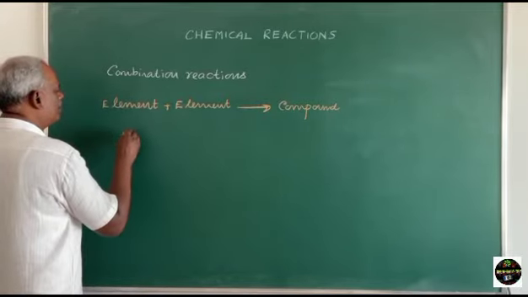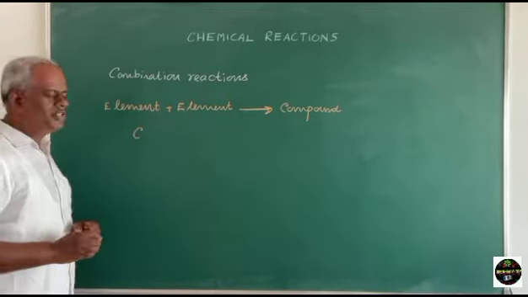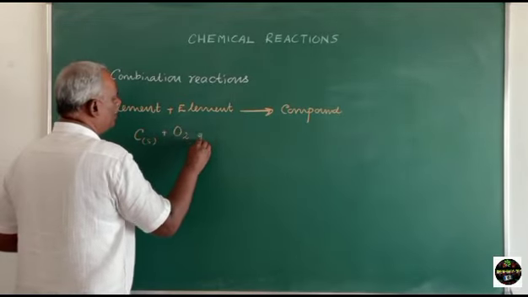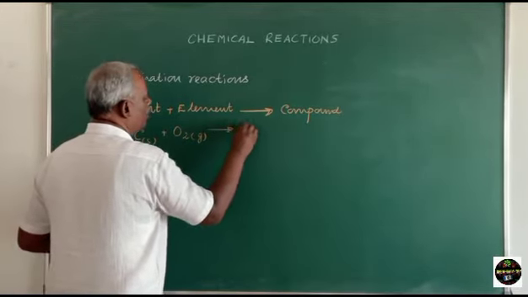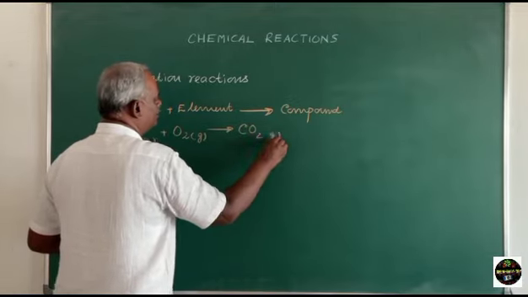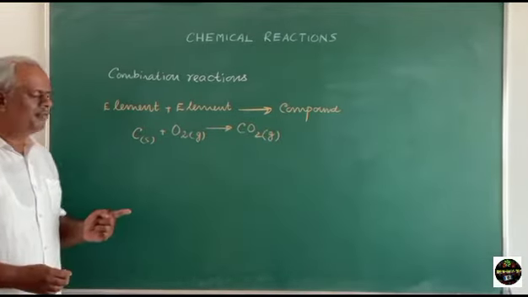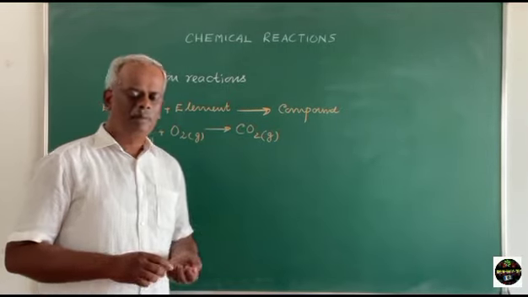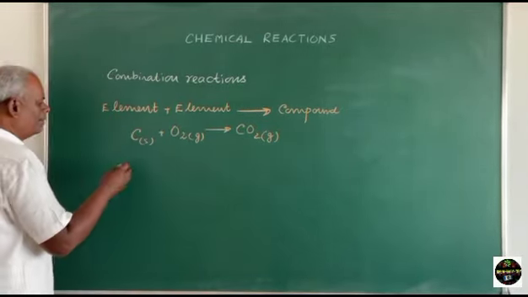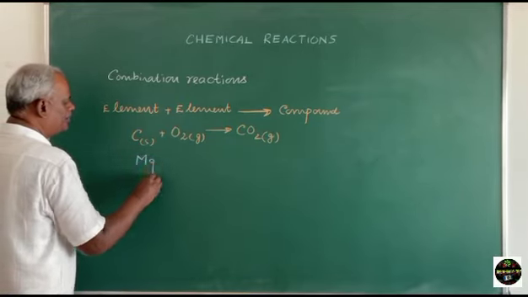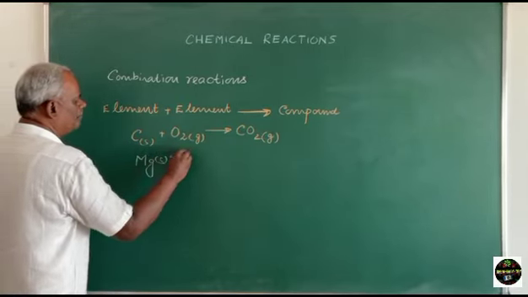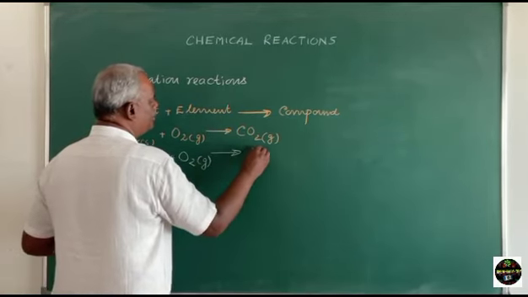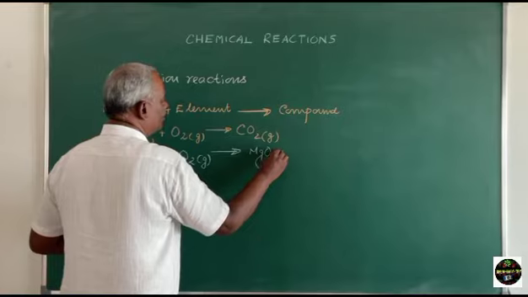For example, burning of coal: carbon, which is in the form of solid, can combine with oxygen in the form of gas to form carbon dioxide gas. So it's a simple example of a combination reaction. Combustion of coal. Burning of magnesium metal ribbon. Magnesium, which is in the form of solid, on burning with the help of air, gives magnesium oxide, which is in the form of solid.